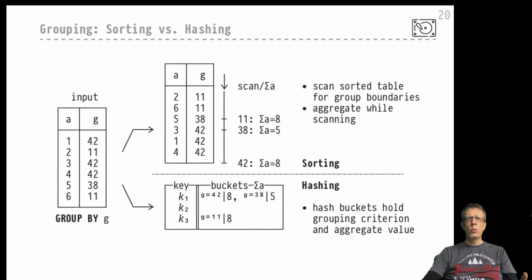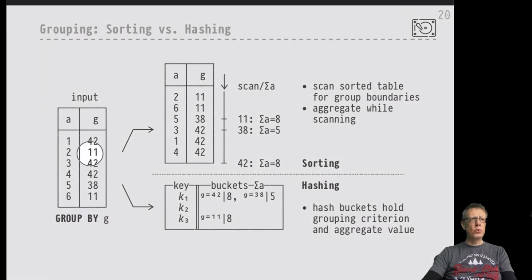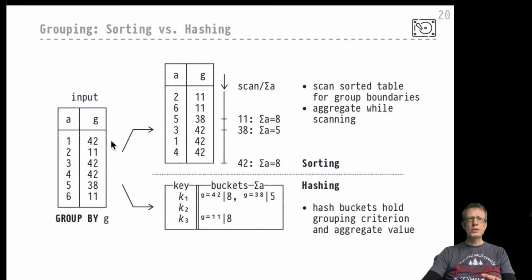Okay, so we are left with this input table, our input group table with, say, two columns. One of the columns, the G column, makes for the grouping criterion. So all rows agreeing on the grouping criterion will form one group. So how to process it? Well, in at least two ways, either the sorting way or the hashing way.